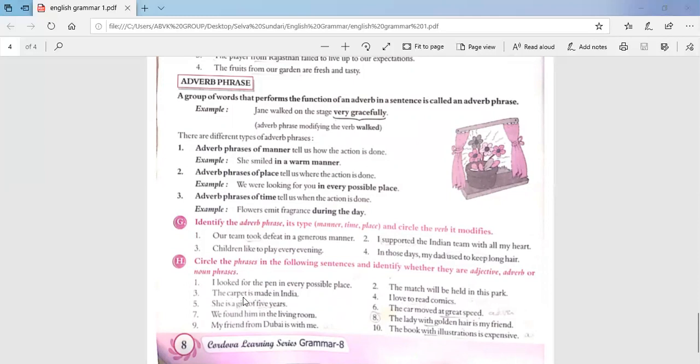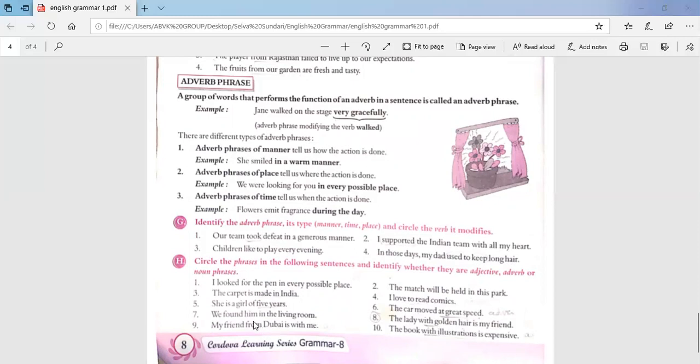Then, the carpets are made in India. The verb is made, where? In India. So that is telling about the carpets, carpets made in India. So that is an adjective phrase. Then, I love to read comics. So comics is a noun. What do I love? Comics. So that is a noun phrase.